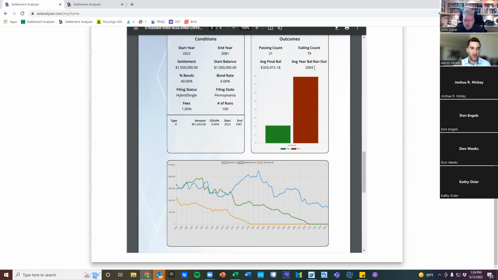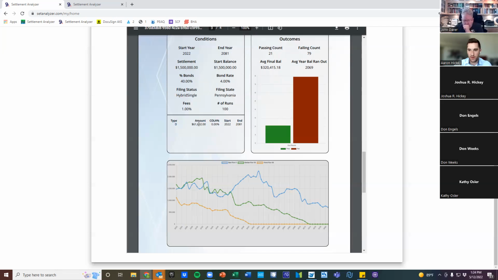And what I really want you guys to pay attention to is that over 60 years, 2081 was supposed to be that 60th year. So when we're looking at this scenario, we're saying that the average year on which the account didn't have money in it was 12 years short of that full 60-year term. So that's on average 12 years of payments that this individual was not going to receive.